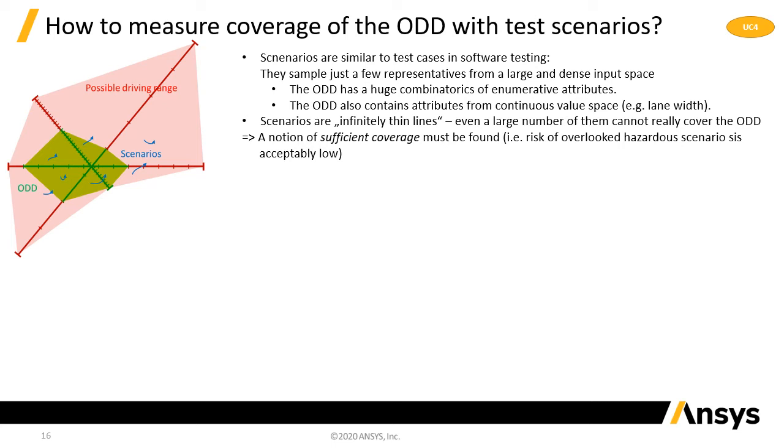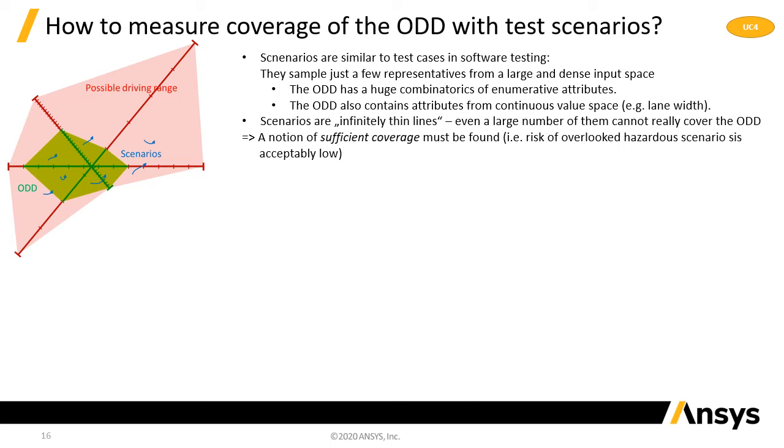Well, scenarios are a little bit like test cases in software testing. So if you think of a Java language function, which has 2 arguments of type float, it's obviously impossible to cover all possible input values. You can select some representatives, you can select the minimum, maximum possible way, or some in the middle, or pick them at random, but you cannot really cover everything. And it's exactly the same thing here. So scenarios just sample few representatives from a large and dense input space.